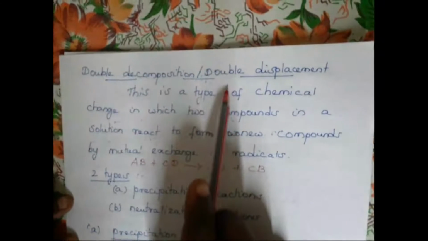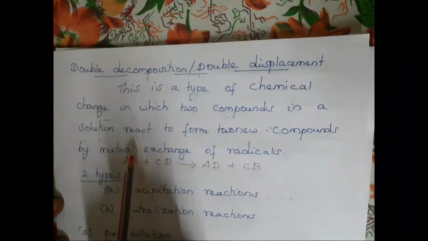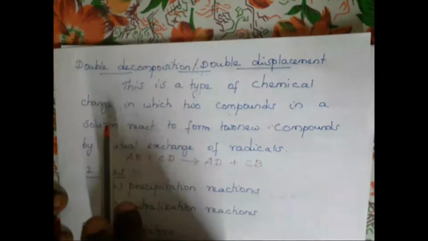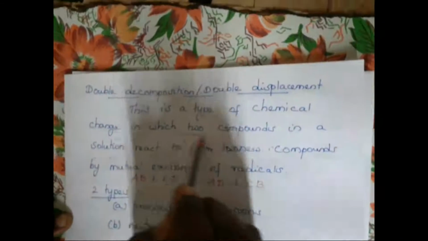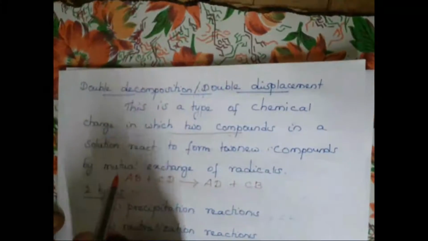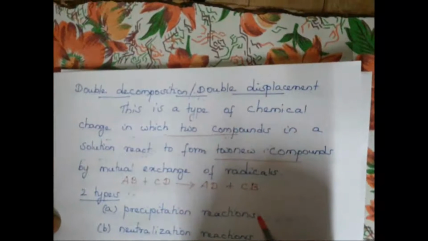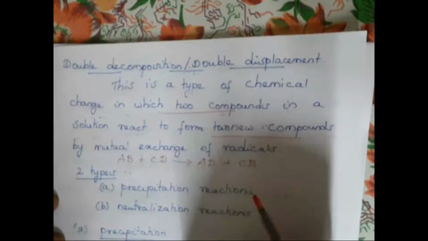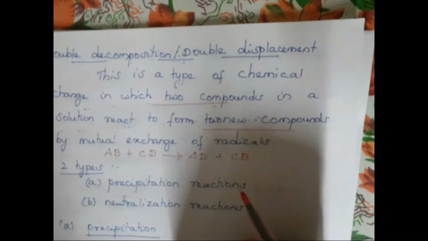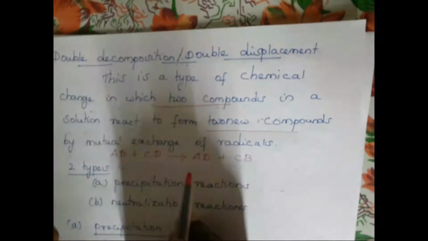It's also called a double displacement reaction. First, let us see the definition for this. This is a type of chemical change in which two compounds, so on the reactant side there should be two compounds, in a solution react to form two new compounds. So on the product side again there will be two compounds, by mutual exchange of radicals.